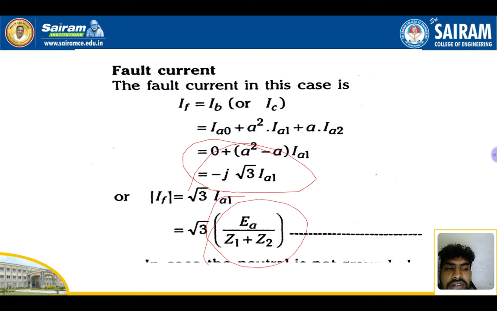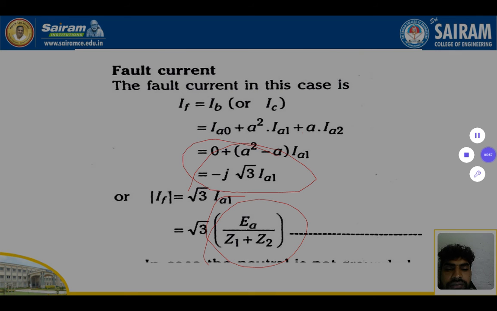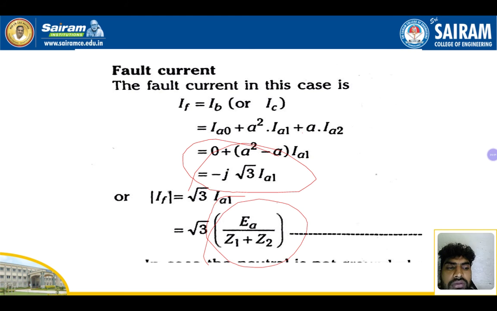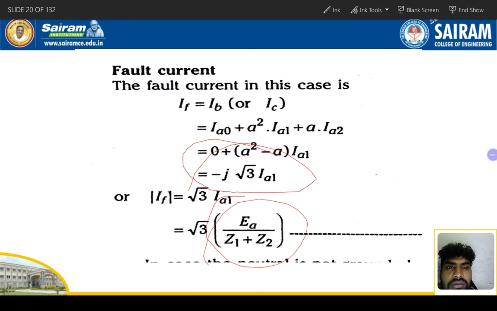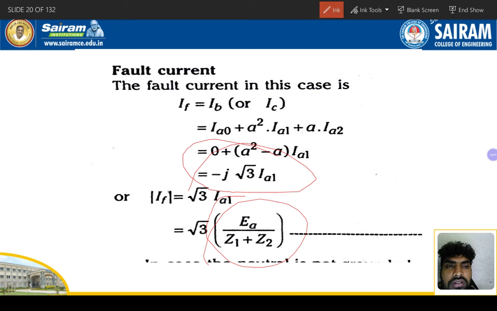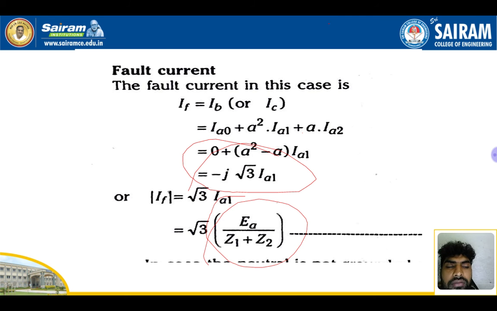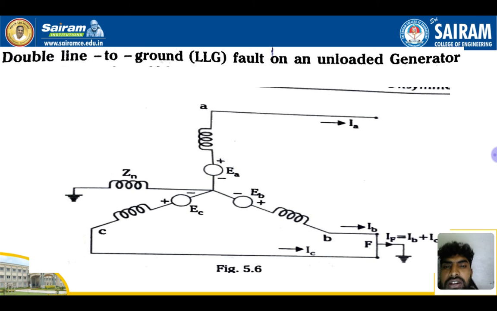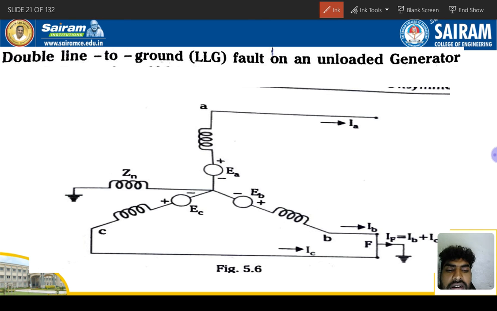And next, we'll discuss double line to ground fault, right? So let's move on. Let's see the double line to ground fault, LLG fault, right? On the unloaded generator. See here, this one is an unloaded generator, with double line and one ground fault, right?